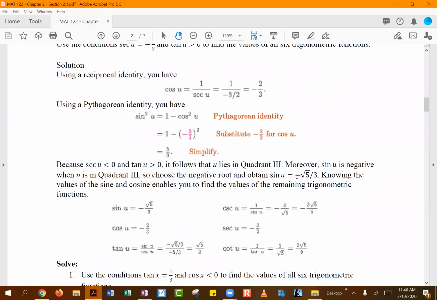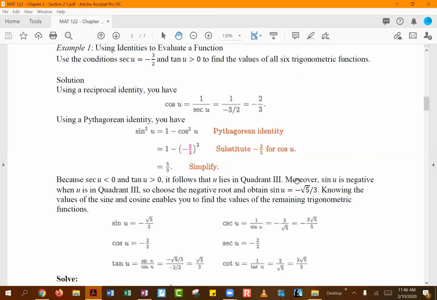So in what order you find the functions will depend on you. As you can see, since we're talking about a secant function here, secant of u equals -3/2. If you take its reciprocal, you get the cosine function. So that's where we started out. Cosine of u will then, of course, come out to be the reciprocal of that fraction, and you end up with -2/3 as the cosine.